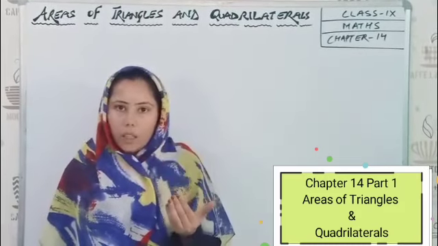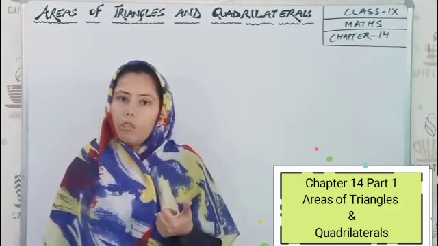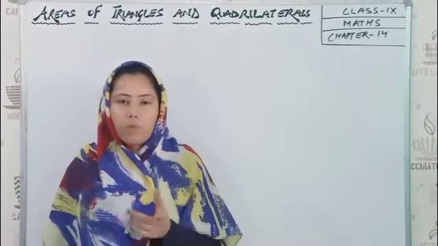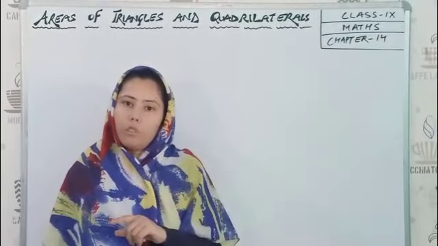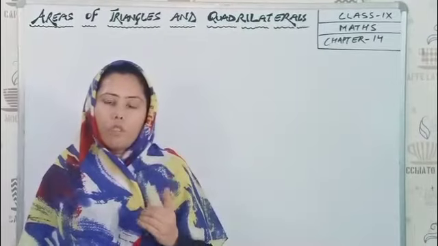According to the angles, triangles are either right angle triangle, in which one angle must be 90 degrees, acute angle triangle, and obtuse angle triangle, in which one angle is more than 90 degrees. So today we will learn about areas of triangles.